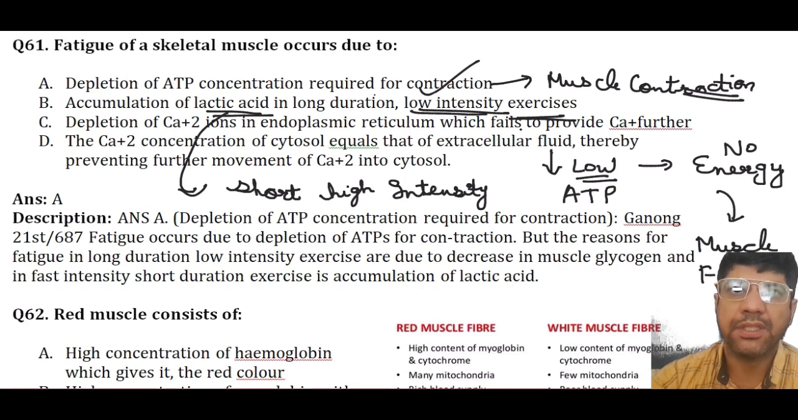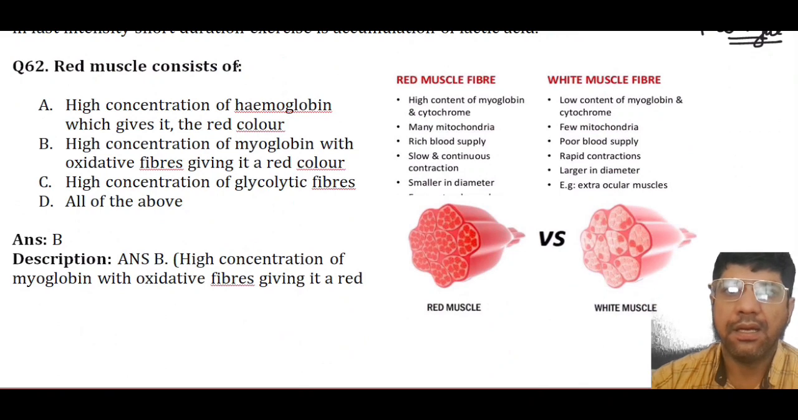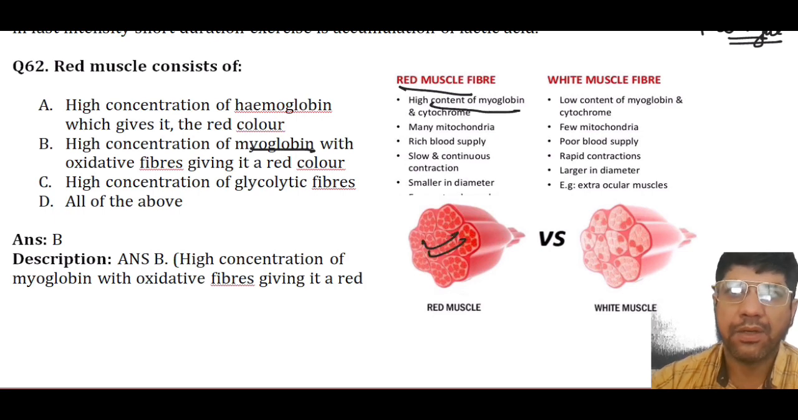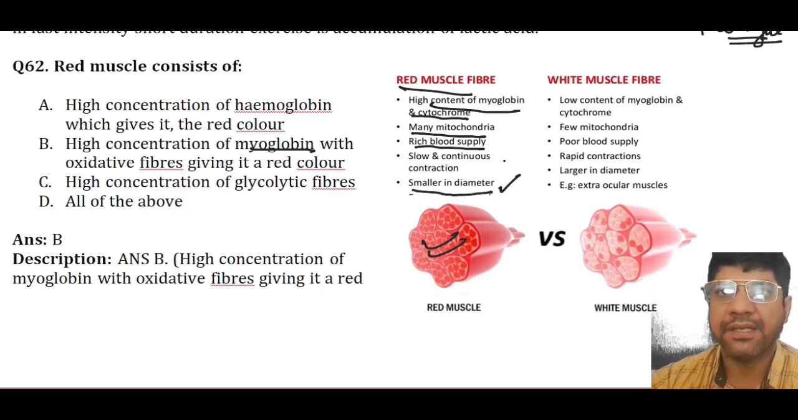Moving to the next question, the red muscles consist of what? Well, the red muscles consist of a higher concentration of myoglobin. These red muscles have a high content of myoglobin and cytochrome, with many mitochondria and a rich blood supply, and they are smaller in diameter. So the red muscle consists of a high concentration of myoglobin with oxidative fibers that gives it a red color.